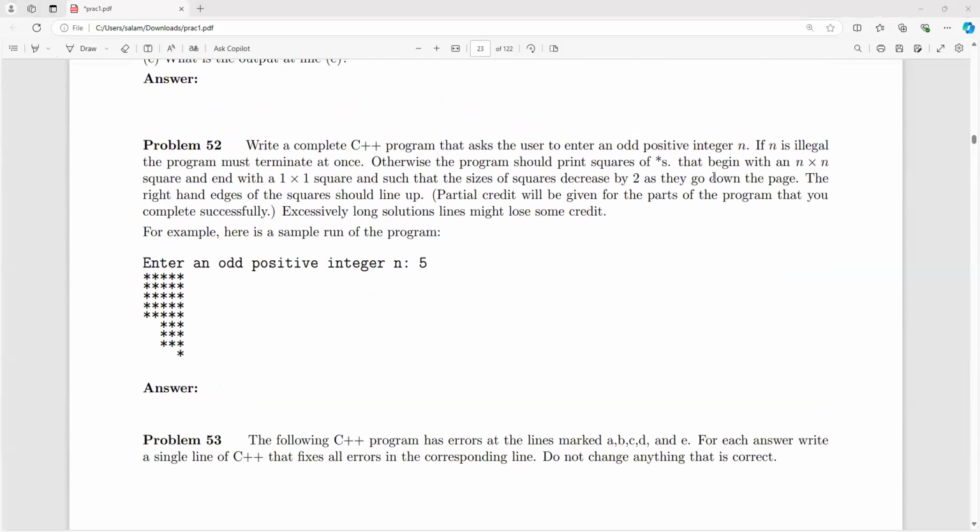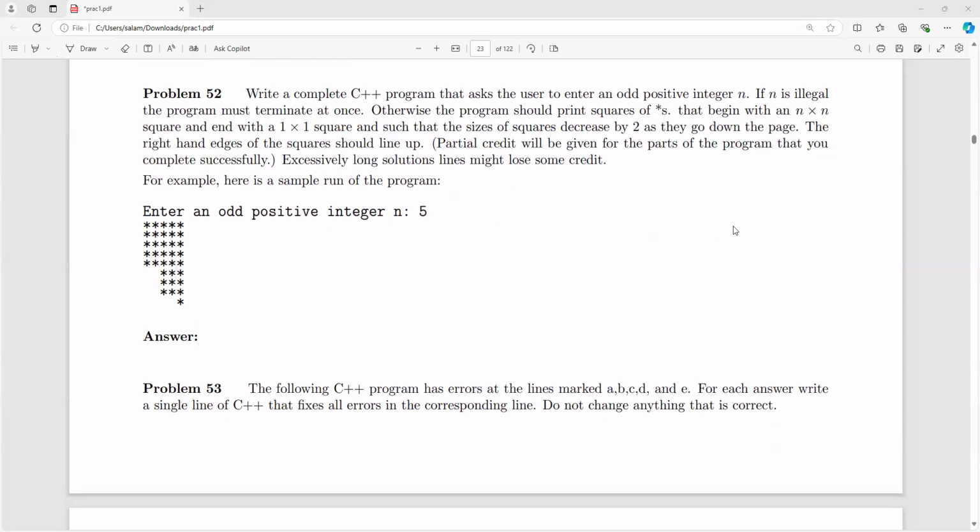Anyways, if n is illegal, otherwise the program should print squares of n's. Begin with an n by n square and end with a 1 by 1 square, where the sizes of the squares decrease by 2 and shall line up. Okay, fine.